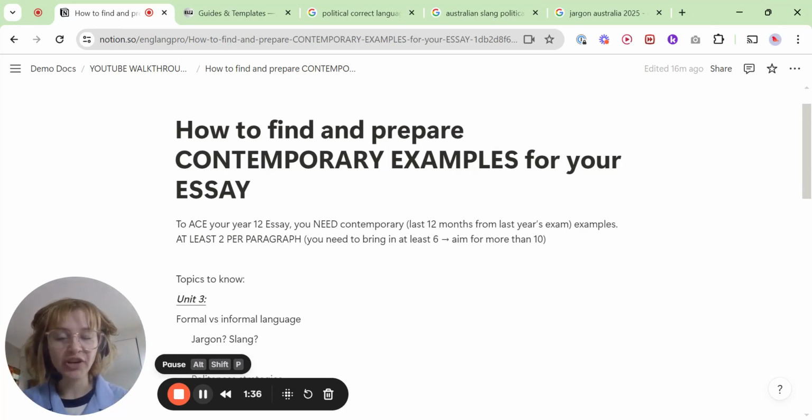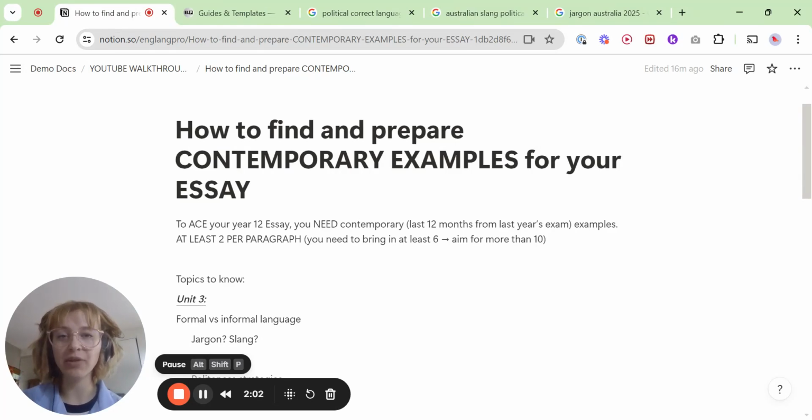All right, so you need at least 2 per paragraph when you come in. That's because your paragraph needs at least 3 pieces of evidence, and one of those can be a linguist quote. One across your whole essay, one of them can be an anecdote, which I'll talk about at the end. And one of them could be a stimulus material, and therefore everything else needs to be made up of contemporary examples. So at least 2 per paragraph.